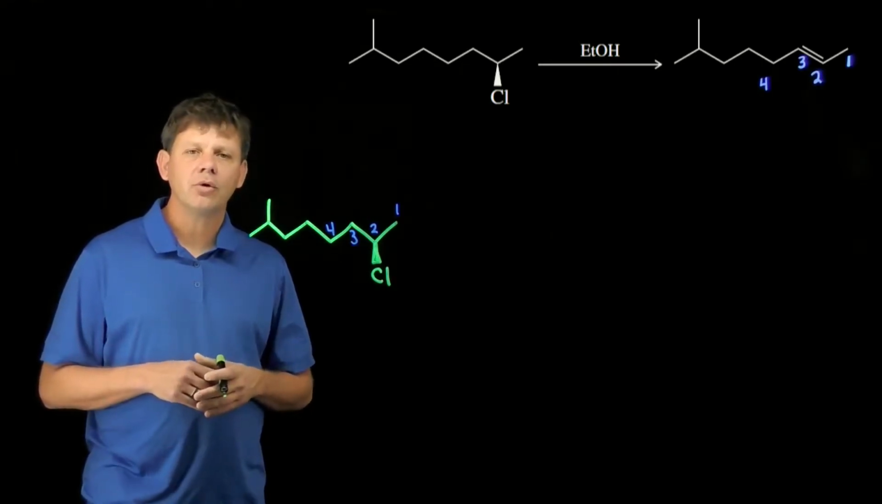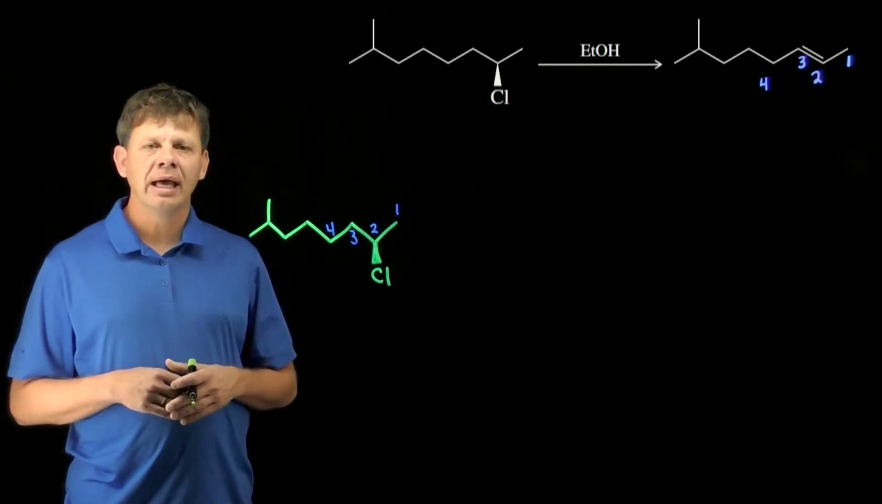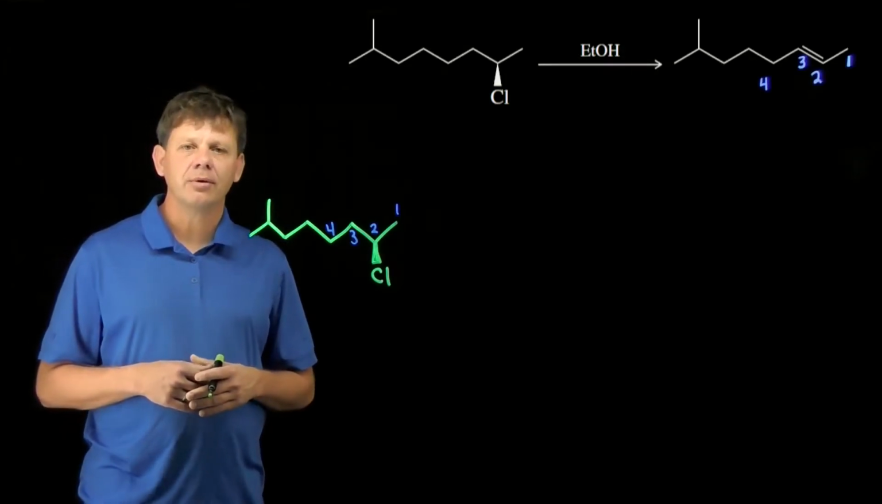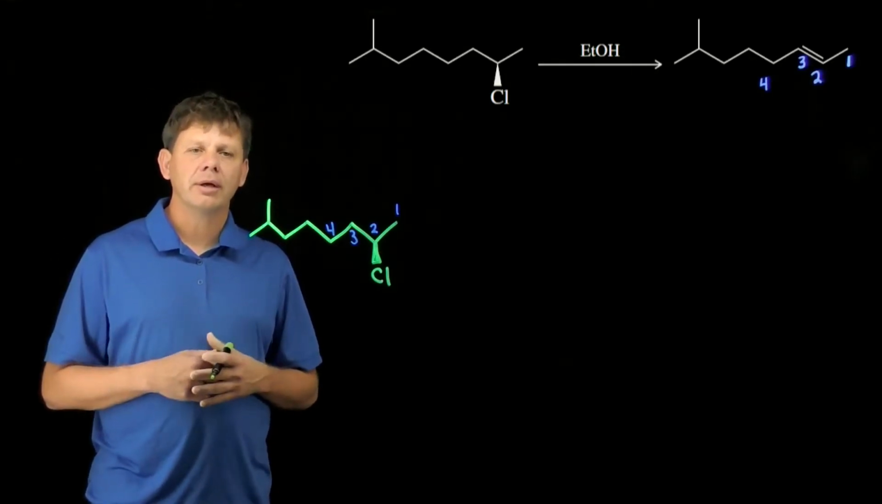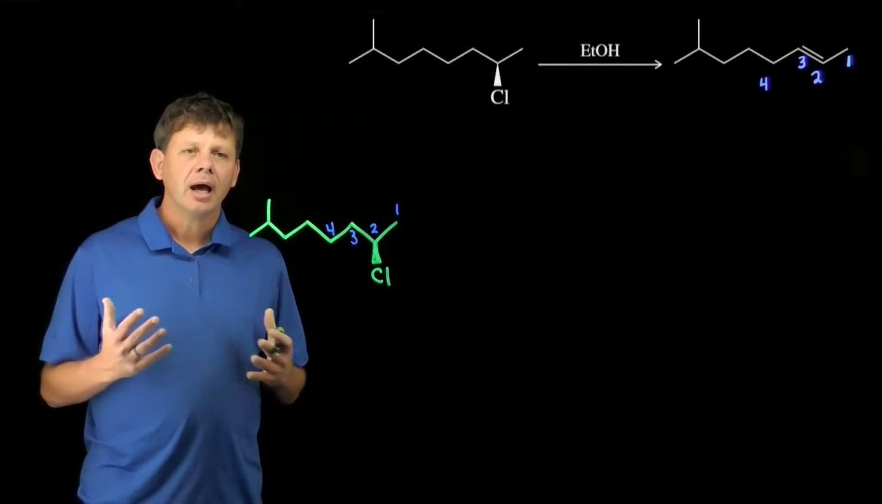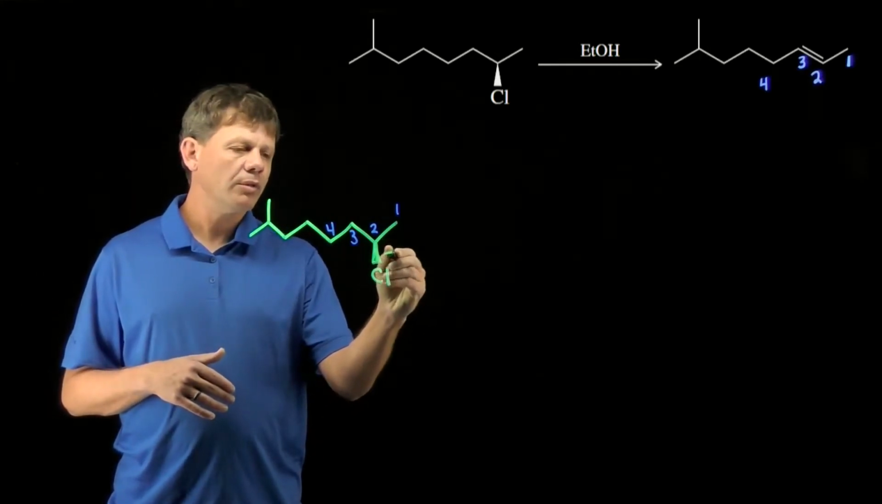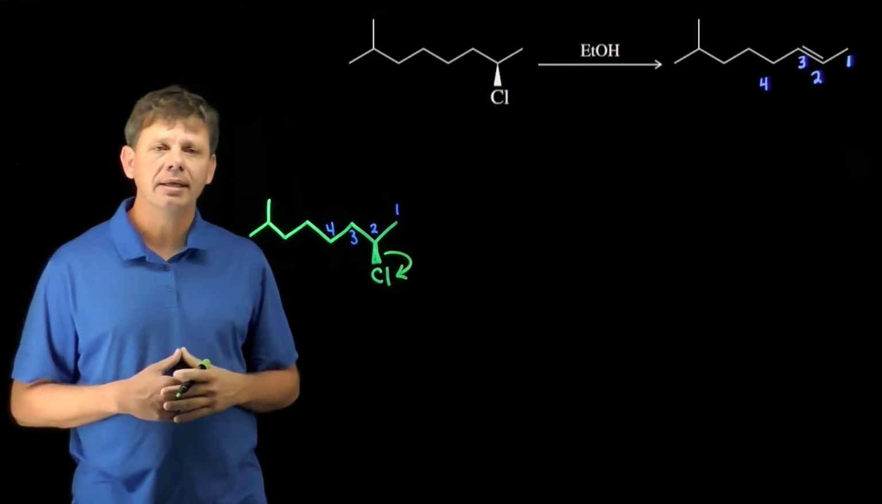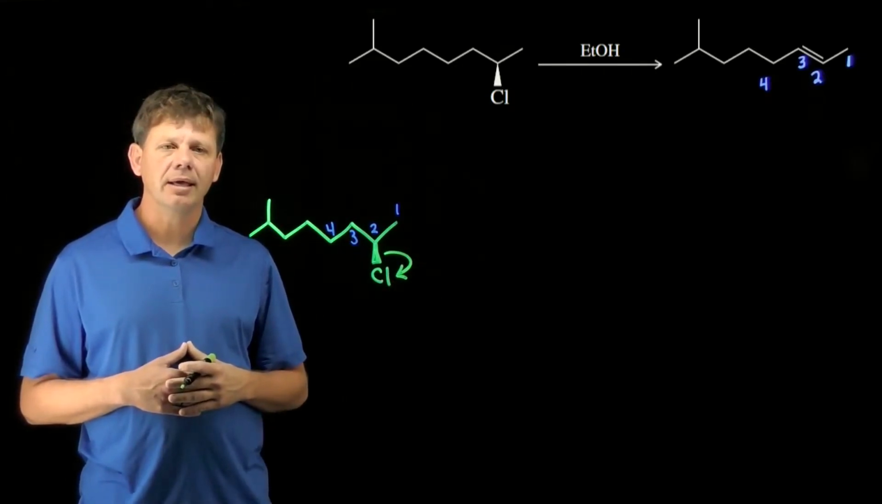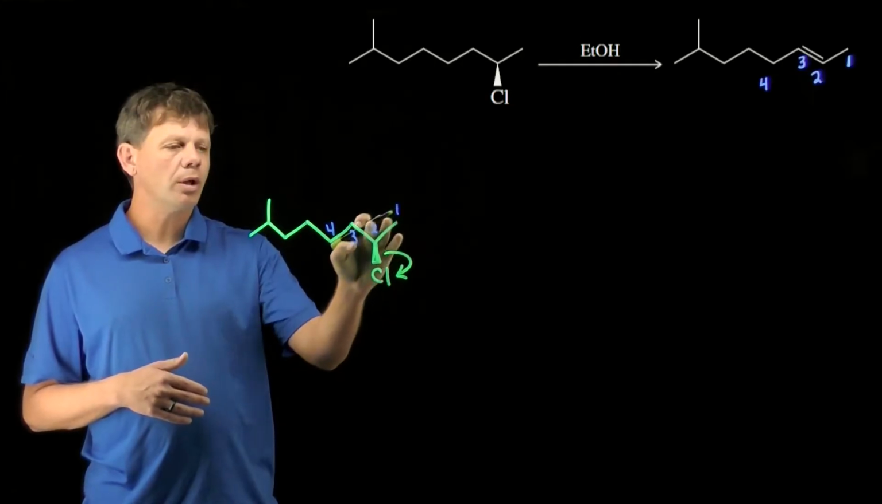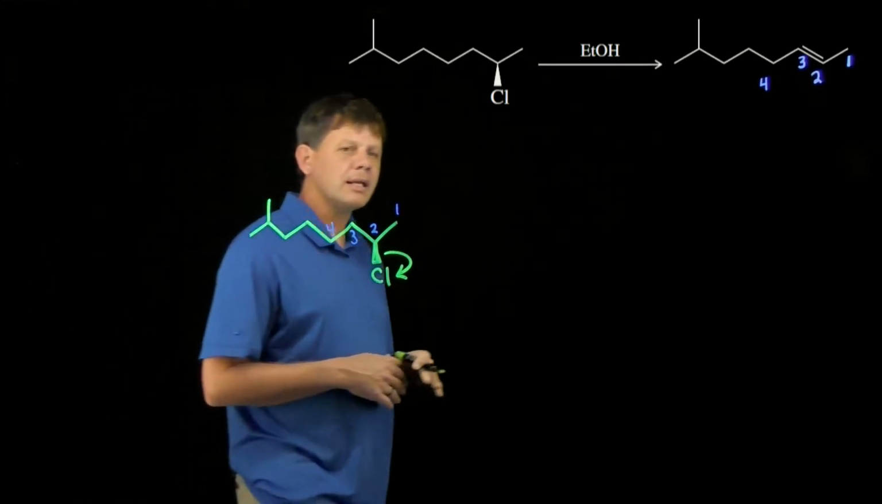In this assessment, we're told that this is an E1 reaction and asked to practice our electron pushing skills by drawing an arrow pushing mechanism. To do that, we know that the E1 reaction is going to start with chloride leaving to make a carbocation.